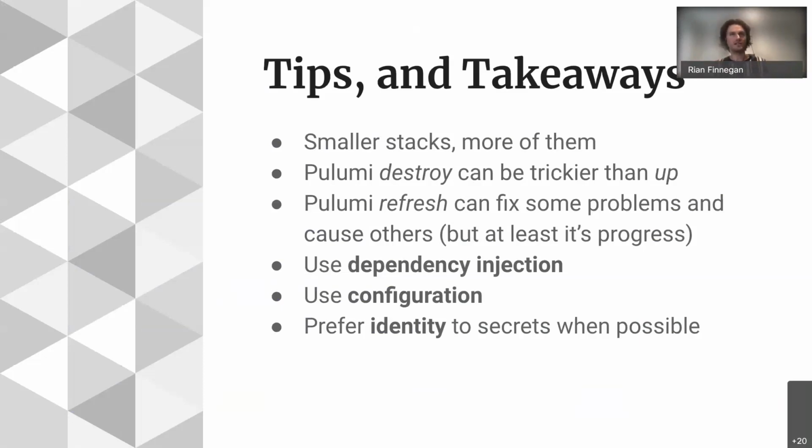So also use dependency injection. It's really great. I saw another talk this morning recommending dependency injection. Similarly, use configuration. And when you can, prefer identity to a secret. So if you can access a database or a container registry or a key vault or whatever via some kind of identity method rather than just a straight up connection string or a straight up secret, then you should always prefer that method because it's easier and you're less likely to expose a secret either in a Git repository or when you're sharing your screen.